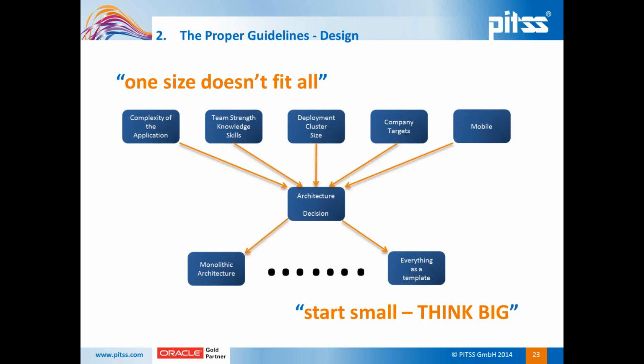Grant Ronald said last week at a convention, if you don't have a mobile strategy, you don't have a strategy. So you have to consider all this, and this all influences your architectural decisions. And between monolithic architecture and architecture for everything as a template, there are a lot of points in between that could fit your needs. So it's really important to consider everything in here, and we at PITSS can give you orientation to find the best architecture that fits your needs. And we can also adjust our process and the generator to incorporate your needs into the overall picture.